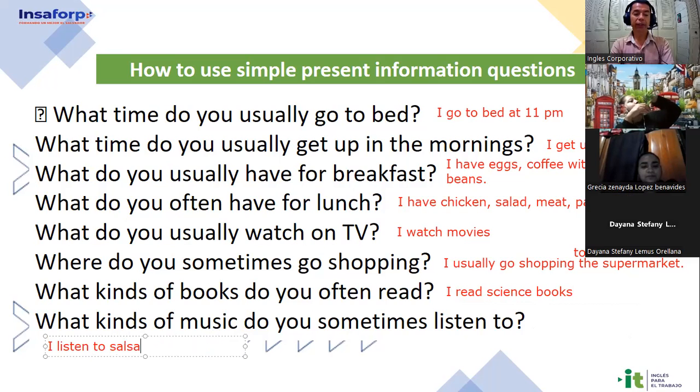Salsa, ok. Desde que te conocí, vi la vida con dolor.